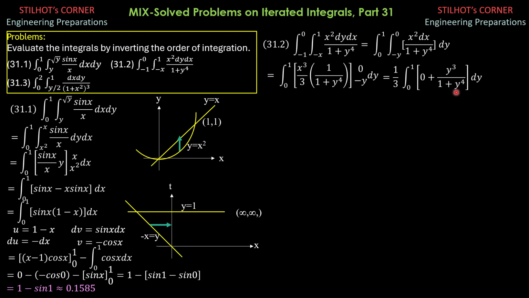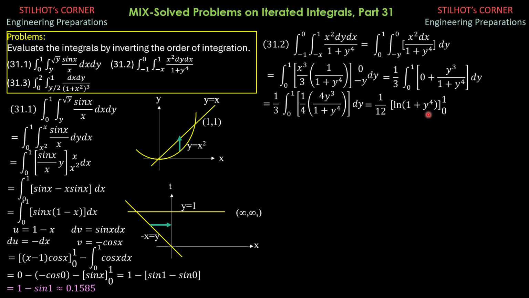So if we put u be the denominator, the differential would be 4y cubed dy. There's already y cubed there. So we just introduce 4 and 1/4. So 1/3 integral 0 to 1 of 1/4 quantity 4y cubed over 1 plus y to the fourth dy. So this is now in the form du in the numerator, u in the denominator, and that is ln. So that's 1 over 12 quantity ln of quantity 1 plus y to the fourth from 0 to 1.